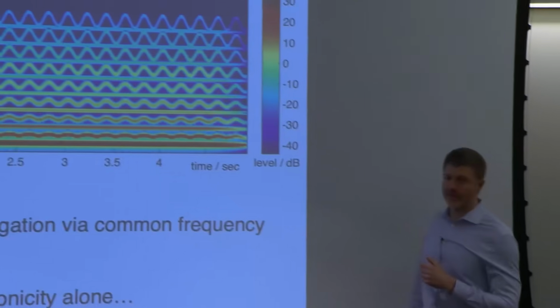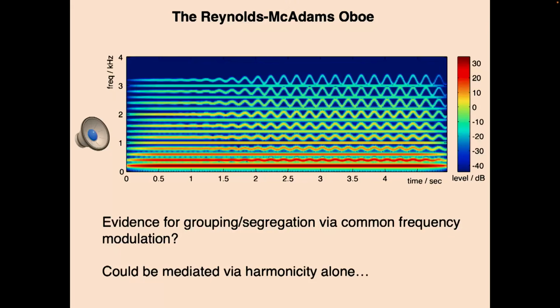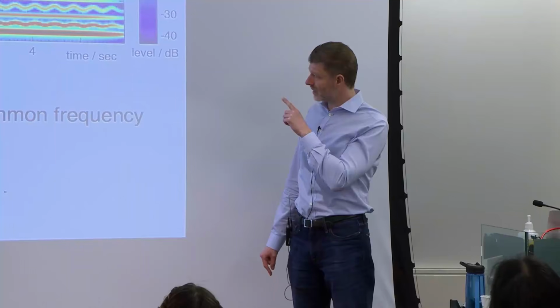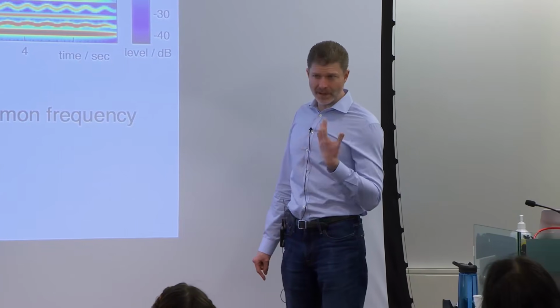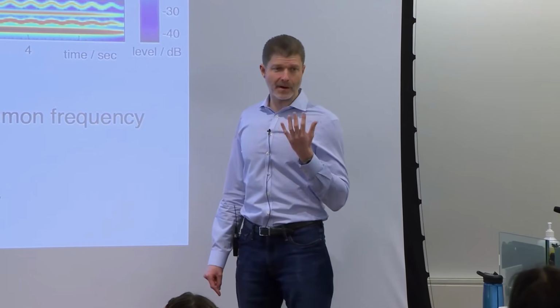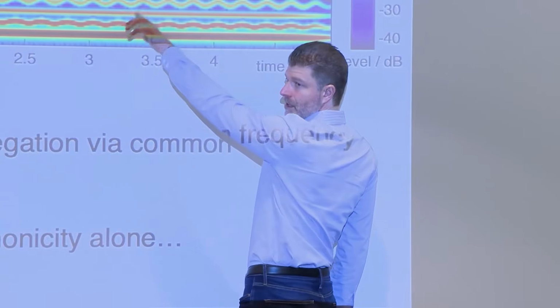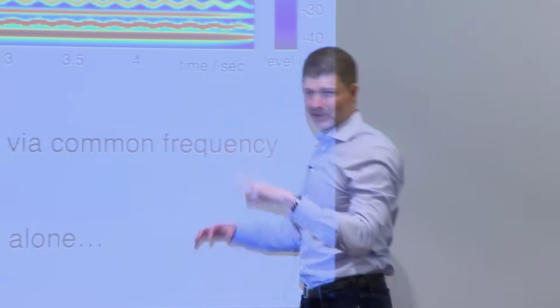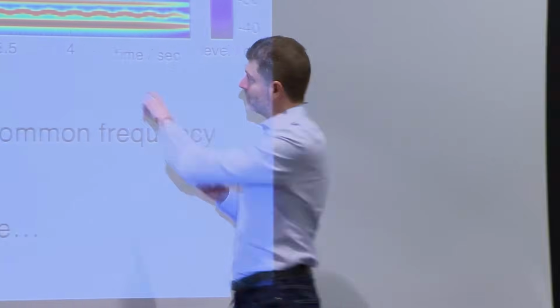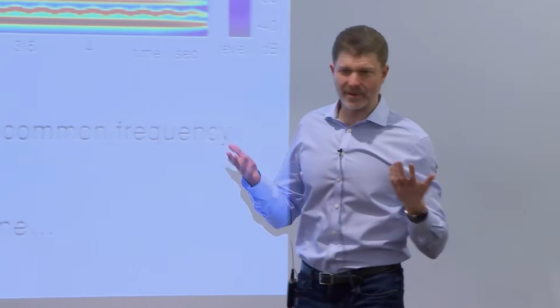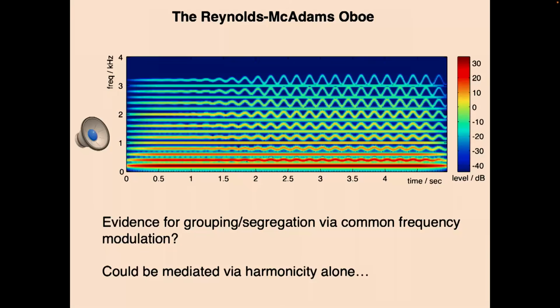This is called the Reynolds-McAdams oboe because it was created by two people, Reynolds and McAdams. And it's called an oboe because the oboe is an instrument that has a lot of power at the odd harmonics. So when you start to modulate the even harmonics, and those are heard as a separate tone, kind of an octave up, what's left is the odd harmonics, and that arguably sounds a little bit like an oboe. Okay? So let's listen to that.